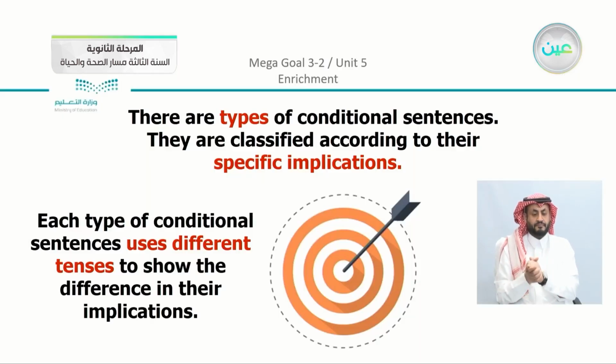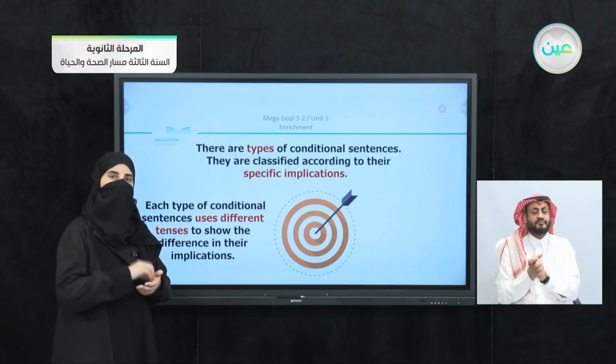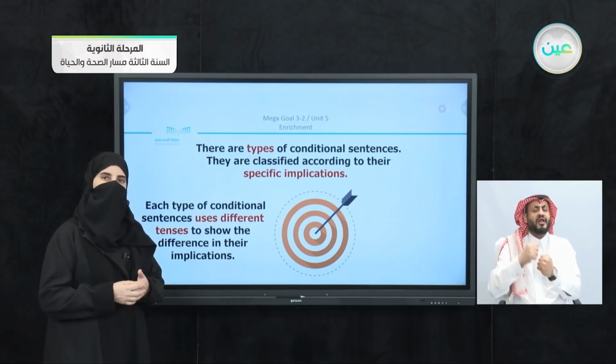Now let's read together and refresh our memories. There are types of conditional sentences. They are classified according to their specific implications. Do you remember what we said about it? Did we just take one type? No, I just showed you an example of the first degree, which shows that there is a result: if it rains, we will not go out. This is the result.